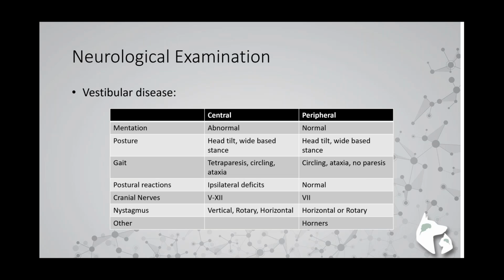Next, looking at nystagmus, so any kind of rapid eye movements, horizontal, vertical, or even rotary eye movements are possible. Vertical movements tend to be more specific for central, but they're not always a slam dunk.